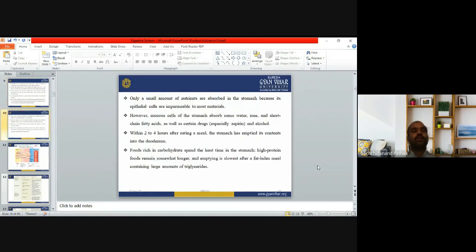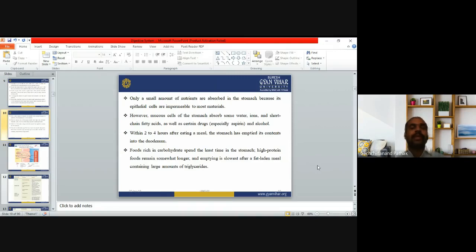Only a small amount of nutrients are absorbed in the stomach because its epithelial cells are impermeable to most material. So digestion will occur in the stomach. It is correct, but the stomach cannot absorb all the nutrients. Only a small amount of the nutrients can be absorbed through the stomach because it has impermeable membranes.